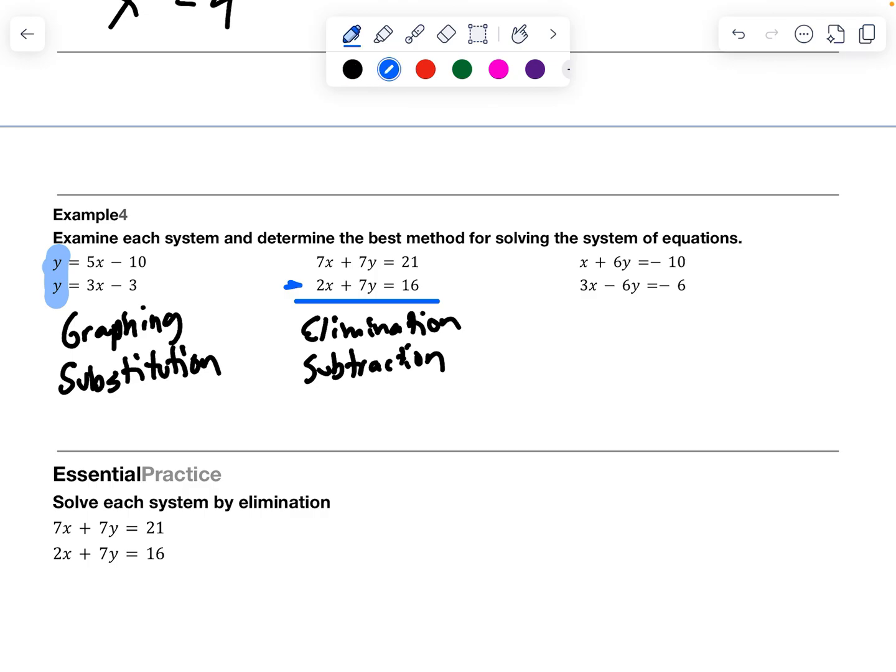All right, for this next one, I notice 6y and negative 6y. So if I add, that will make this a 0. So my best method would be elimination via addition.